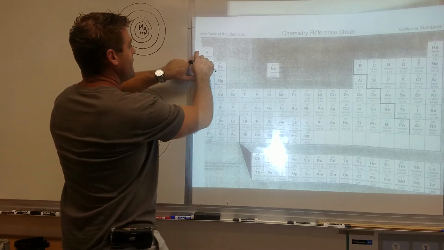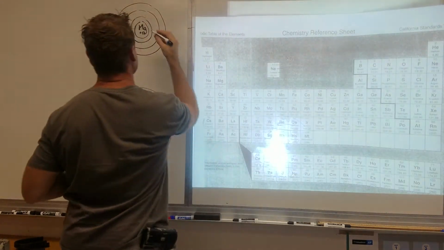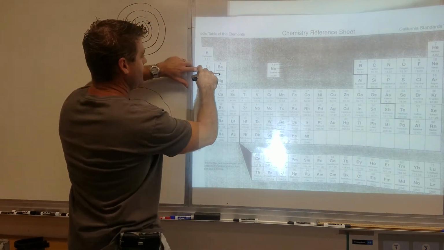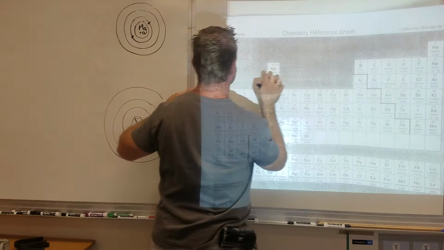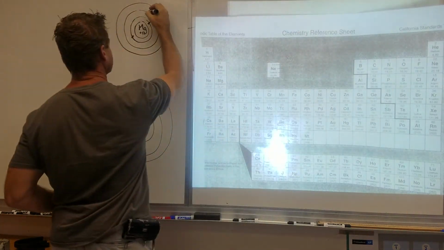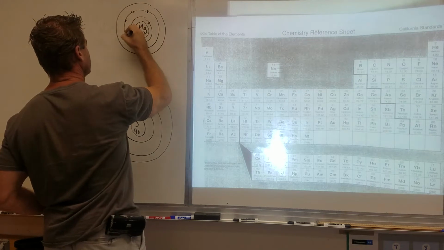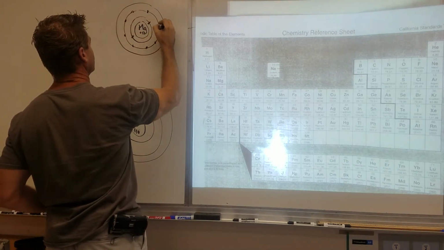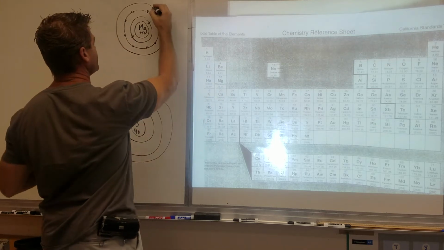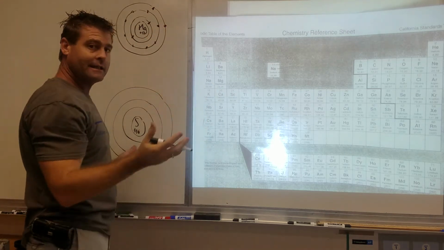Okay, so we have 2 electrons on the first shell. And then we have 8 electrons. We have 2 in the 2s orbital, and then 6 in the 2p orbital. So I just show 8. And then magnesium has 2 electrons on the third level. You remember what those are called? Those are the valence electrons.